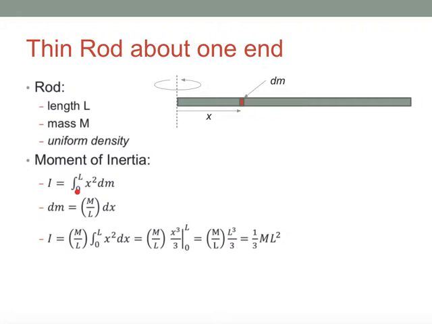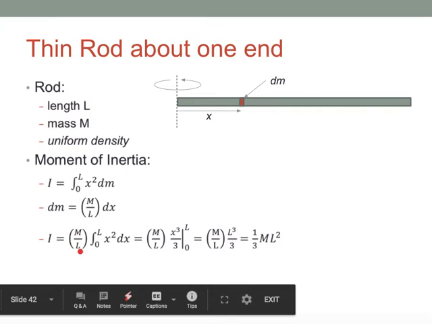The limits are from one end, 0, to the other end, L. So the integral from one end to the other, we add up all the dm's all along the entire length. That then just gives us a calculus problem. M over L are constants, we factor them out. We then need to find the antiderivative of x squared. Well, that's just x cubed over 3. And that's going to be evaluated at the upper and the lower limits. Lower limit is just 0, upper limit is L. Notice one of the L's cancels out, and we end up with 1/3 ML squared.